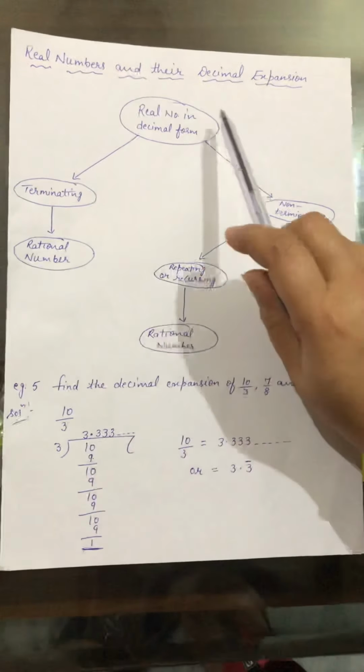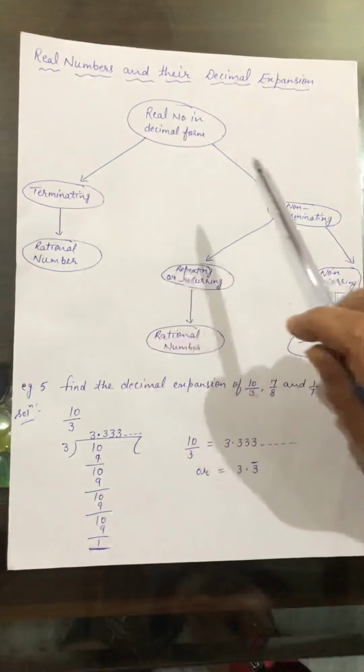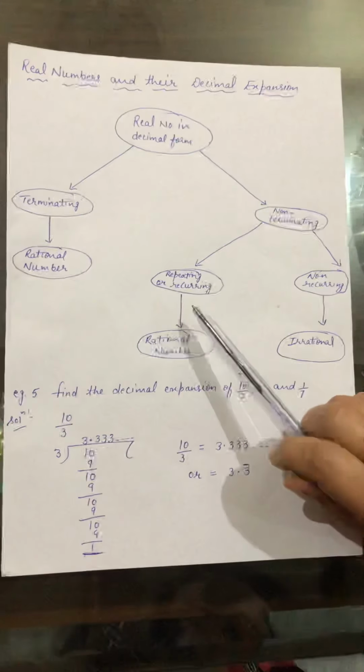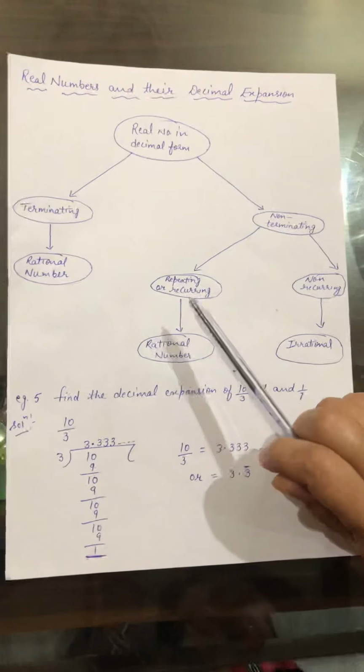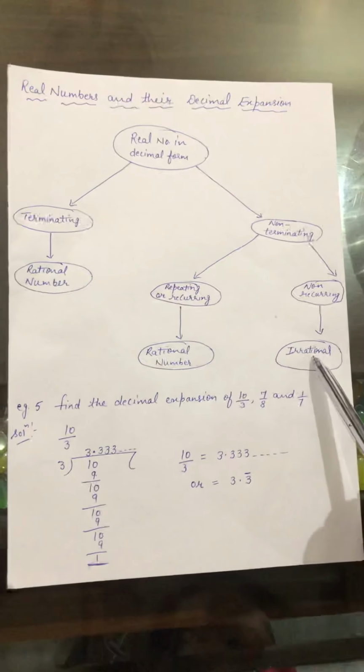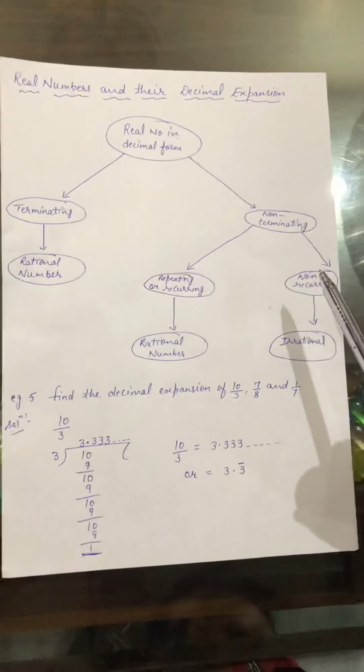Now, you see in this diagram, rational numbers have terminating decimal expansion or non-terminating, repeating or recurring decimal expansion, and irrational numbers have non-terminating and non-recurring decimal expansion.